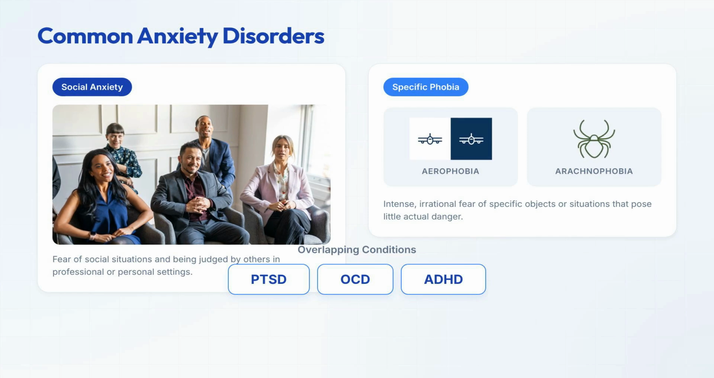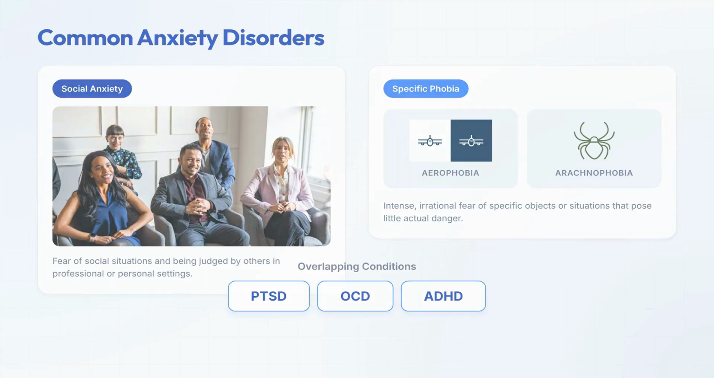Agoraphobia involves fear or avoidance of situations where escape may be difficult or help may not be available. It is also important to know what anxiety can overlap with: PTSD, OCD, depression, ADHD, bipolar disorder, and medical illness.